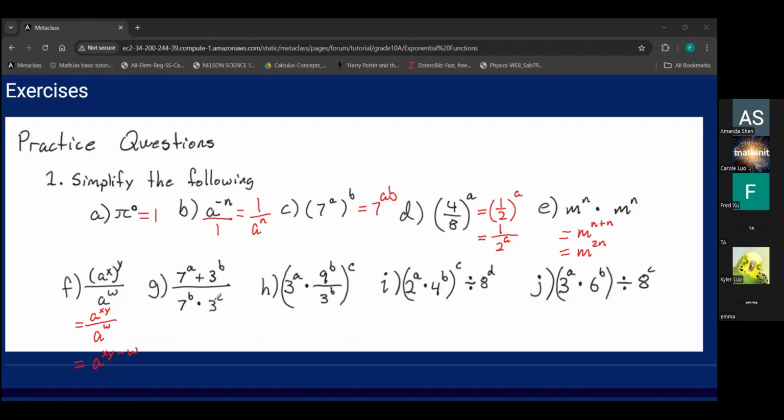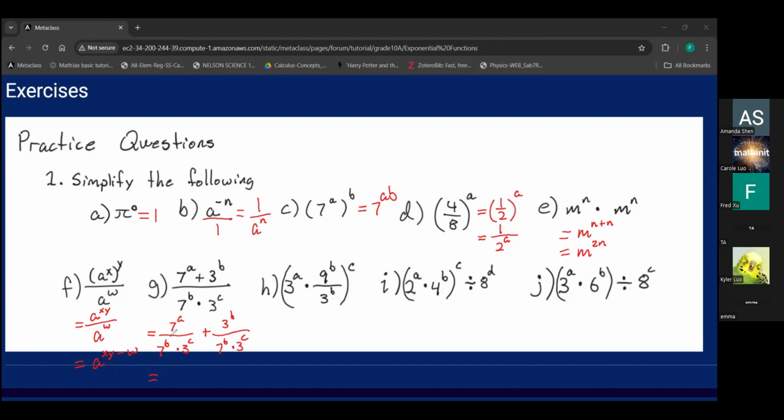And then over here, the way you would simplify this: remember this bottom over here is a multiplication, and this is addition, so you can actually rewrite this as two separate fractions. So 7 to the power of a over 7 to the power of b times 3 to the power of c, plus 3 to the power of b over 7 to the power of b times 3 to the power of c.